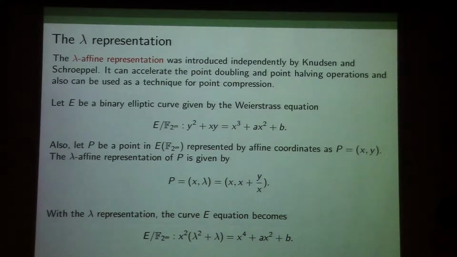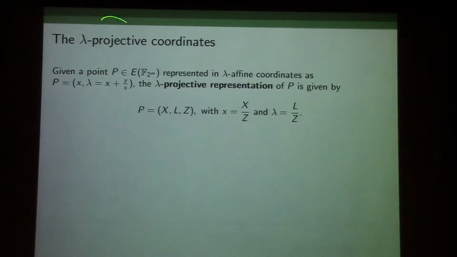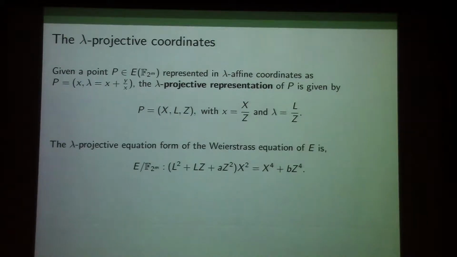Okay, now we have the lambda representation, we are ready to introduce the lambda projective coordinates. Given a point in a binary elliptic curve, the lambda projective coordinates are given by these three coordinates, capital X, L, and Z, where x from the affine is represented by capital X over capital Z, and lambda is represented by capital L over capital Z. The equation of the curve becomes like this, and we know that we have x here, y dividing x.